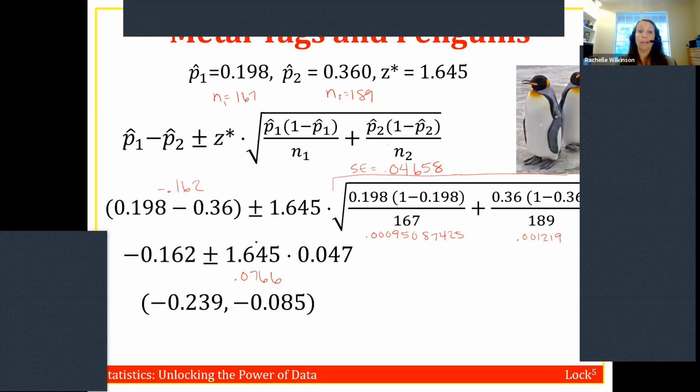All right, after all that work, now we're just ready to construct the confidence interval. So I would take negative 0.162 minus 0.077, which gives me negative 0.239. And then I'm going to take negative 0.162 plus 0.077, and that gives me negative 0.085. So finally, we get our confidence interval out of that whole thing.